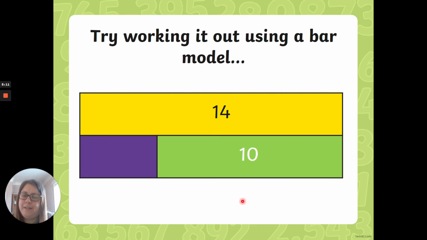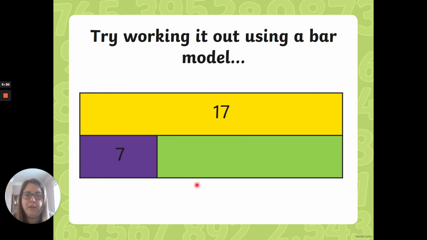The part is missing this time, but I've got my whole. Can you work out what the part is using the whole and the other part that I've given you? Draw the bar model. Pause the video. So the part is 4, isn't it? Because we know 14 is partitioned into 10 and 4.